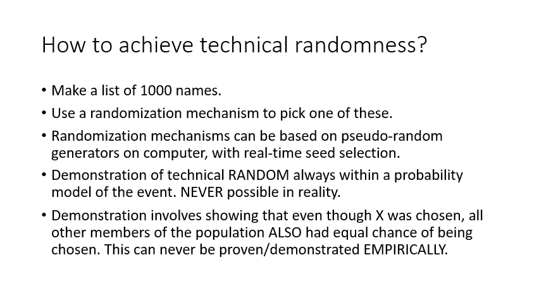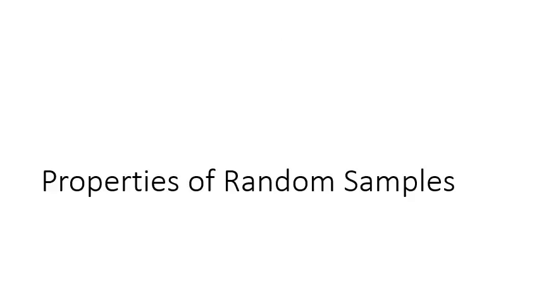The demonstration that the person was chosen at random is always within a model and never empirical, because it involves showing that even though we chose X, every other person had a chance of being chosen. This is something which we can never observe, but we can get some evidence by looking at the procedure. Now we assume that random sampling can be done, and we discuss the properties of these random samples on the basis of our theoretical probability models.